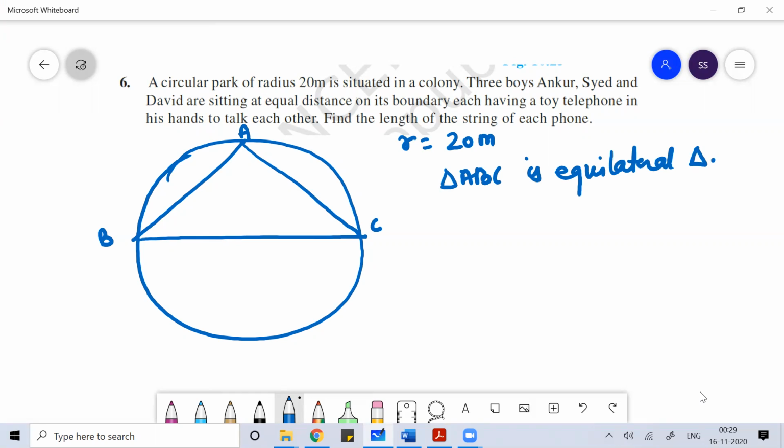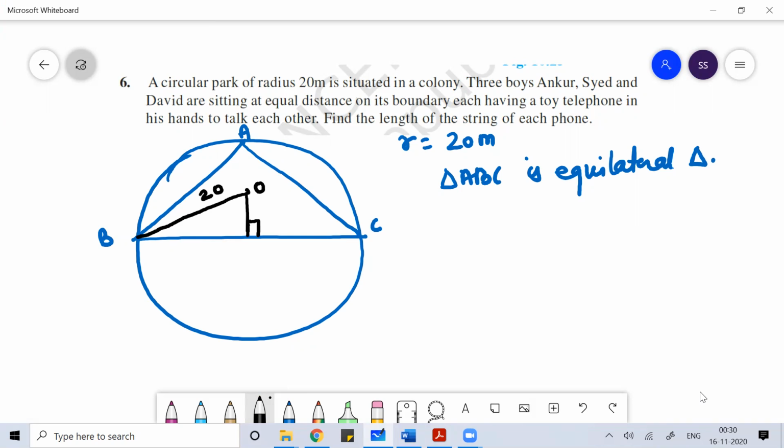Three boys, Ankur, Sayyed and David, are sitting at equal distance on the boundary, each having a toy telephone. Find the length of the string of each telephone. Okay, so this is the center of the circle. Now the radius is given to you, 20 meter. Suppose this is 20 meter.